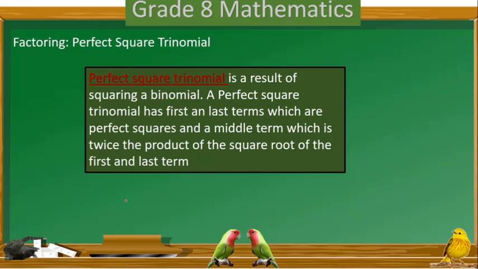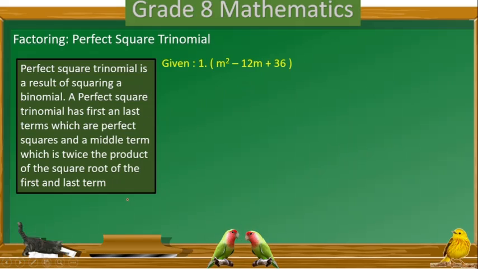Next, perfect square trinomial. A perfect square trinomial is the result of squaring a binomial. A perfect square trinomial has a first and last term which are perfect squares, and a middle term which is twice the product of the square roots of the first and last terms. Okay. To understand that one, we have to solve this polynomial.